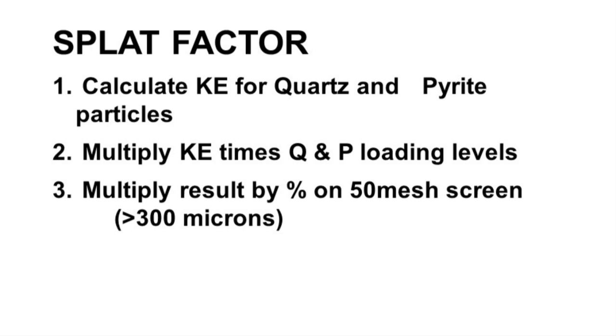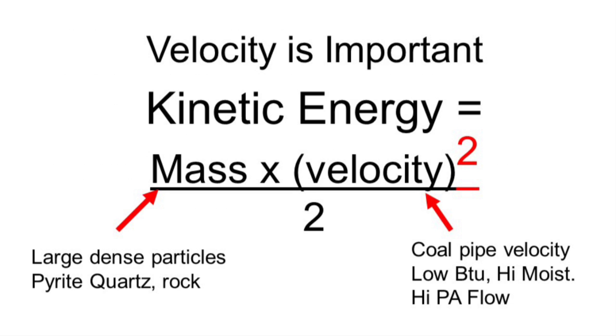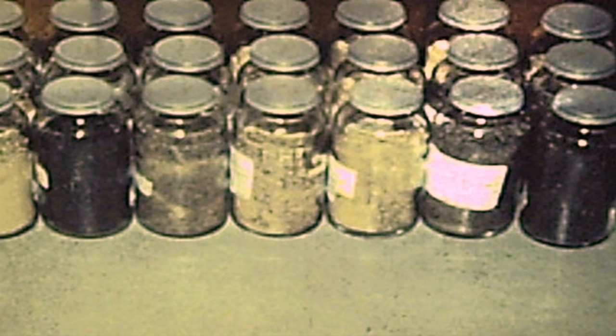I then take the mass of a 50 mesh particle and I multiply that by the coal pipe velocity. So low BTU coals or high primary airflow can really increase that mill pipe velocity. And remember, I'm squaring that for this equation. So that's an issue. And then I take that whole value and I multiply it by the amount retained on the 50 mesh screen. In other words, when we do a pulverizer fineness testing, we get a percent passing the 50 mesh usually, or sometimes we express it as retained.